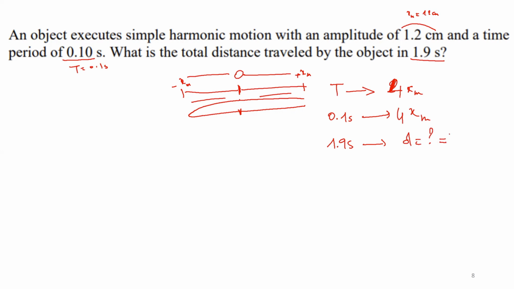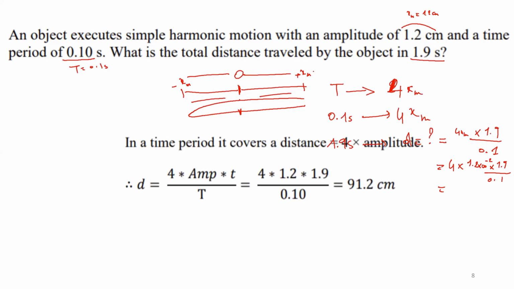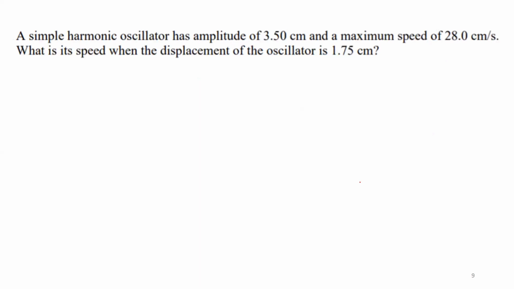Okay, so it will be equal to 4x max multiplied by 1.9 divided by 0.1. Okay, so it will give you 4.1.2, of course, I put it in meters. Multiplied by 1.9 divided by 0.1, and I will get the distance in meters. So I will get, of course, 0.912 meters, which is 91.2 centimeters.